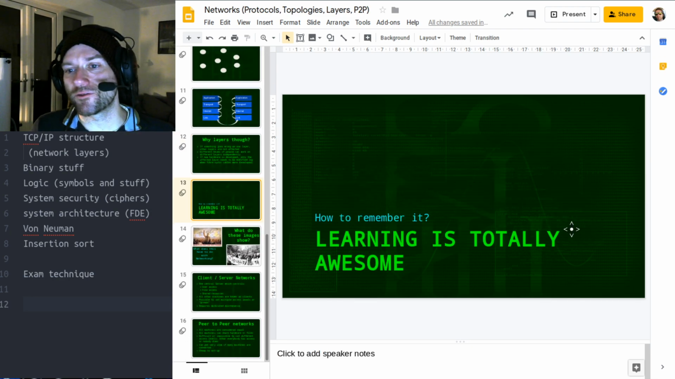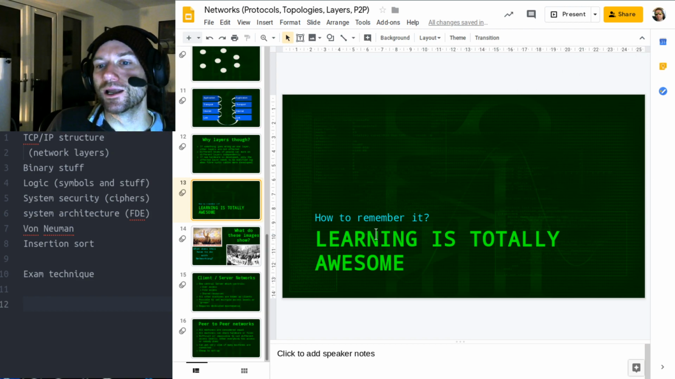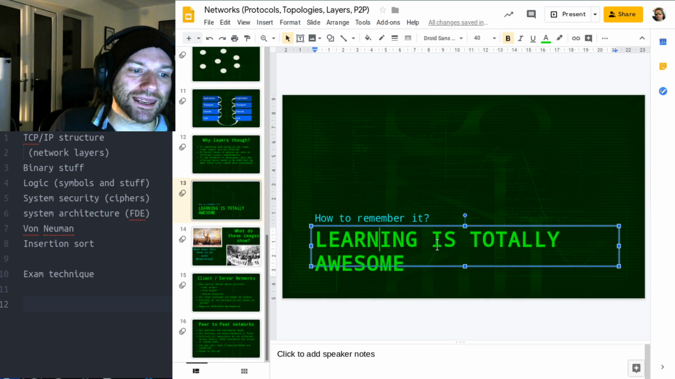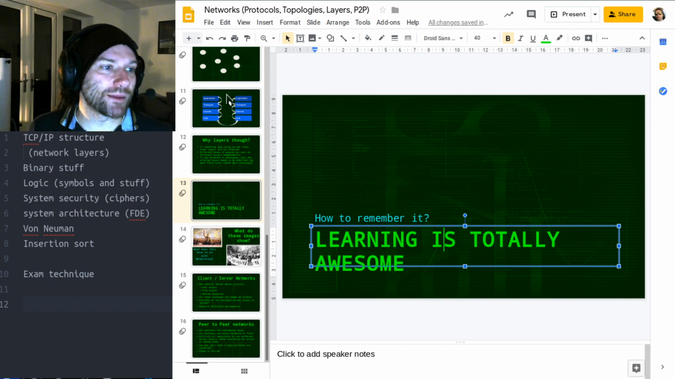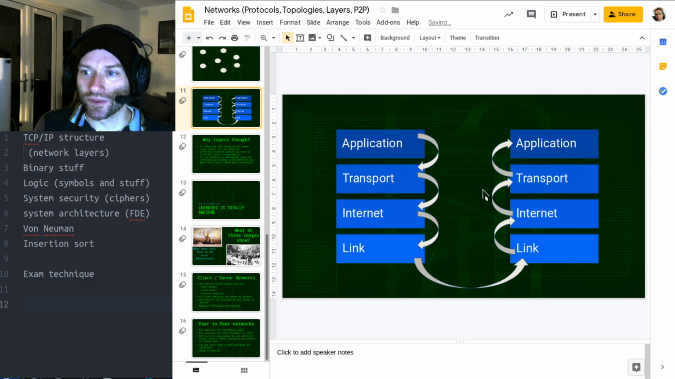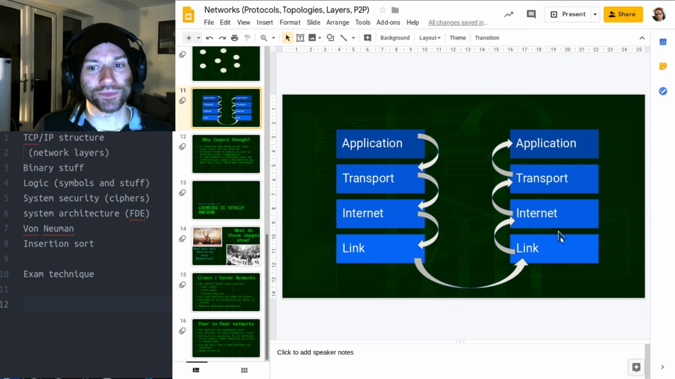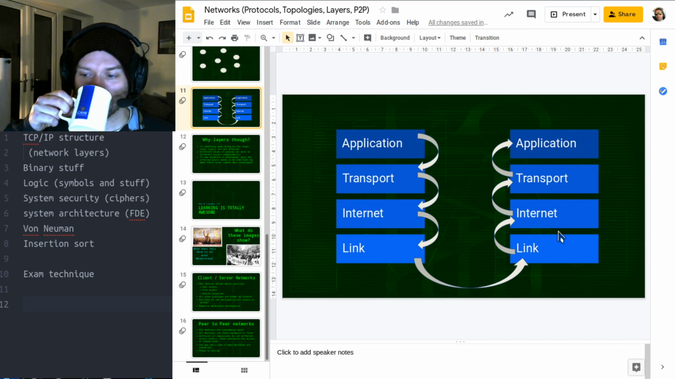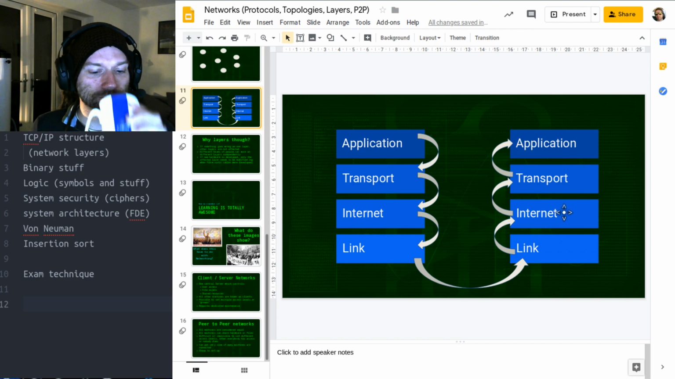One way of remembering the layers: Learning is totally awesome. Yeah, link, internet, transport, application. Learning is totally awesome. There you go. Or you can remember the lady's name, Lita. I remember Lita because she was a female wrestler who I stole a whole bunch of moves from. But there you go.